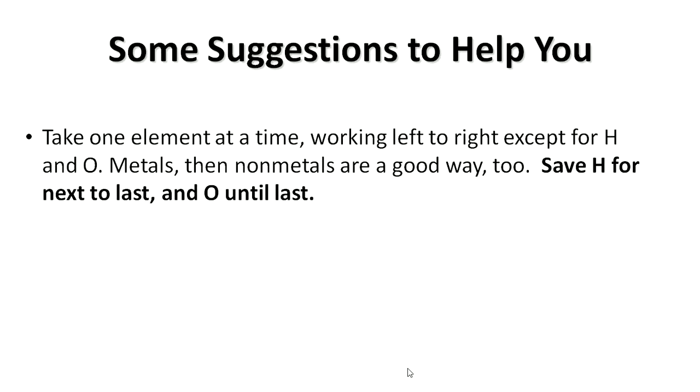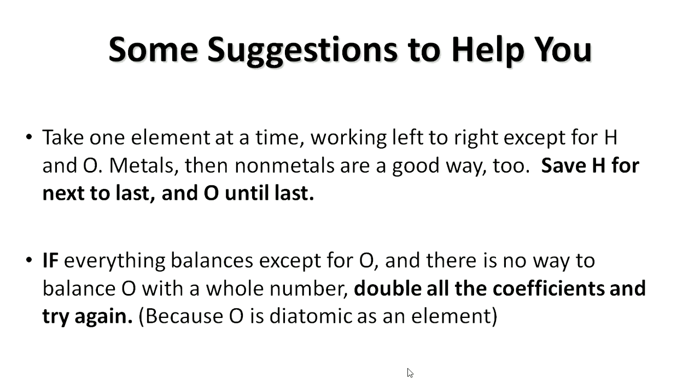Here are some suggestions to help you. Take one element at a time, working left to right except for hydrogen and oxygen. Metals, then non-metals are a good way, and save hydrogen next to last and oxygen until last. If everything balances except for oxygen, then there is no way to balance oxygen with a whole number. Double all the coefficients and try again. And the reason for this is because oxygen is diatomic.